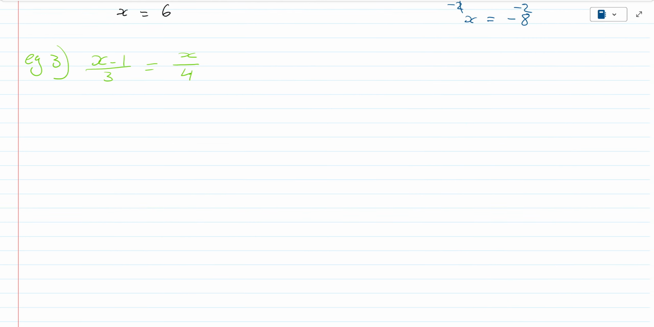In example 3, we have our fraction split on each side of the equal sign. And what we're going to do here is multiply the denominator of the left-hand side to the numerator on the right-hand side, and vice versa, the denominator on the right-hand side against the numerator on the left-hand side. So that will automatically cancel our denominators.